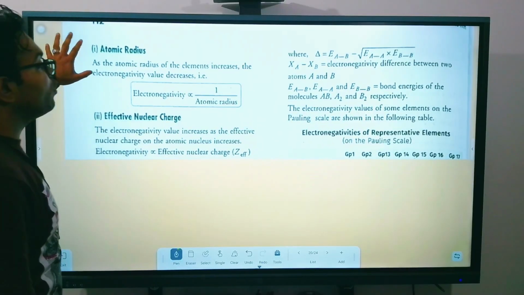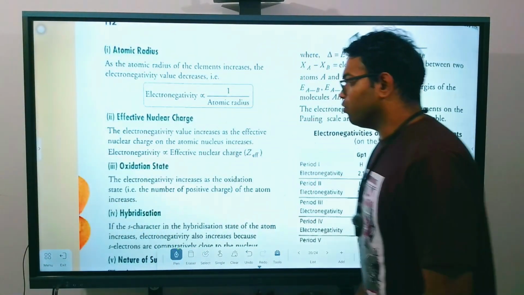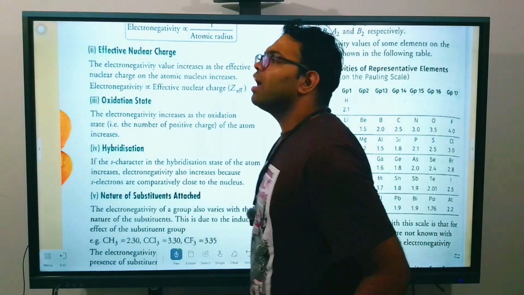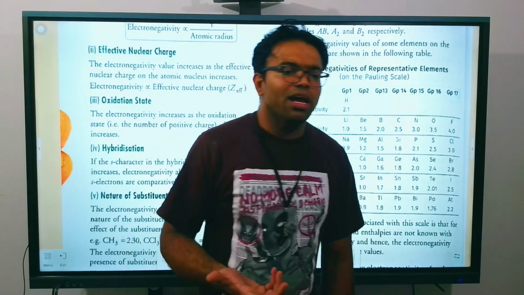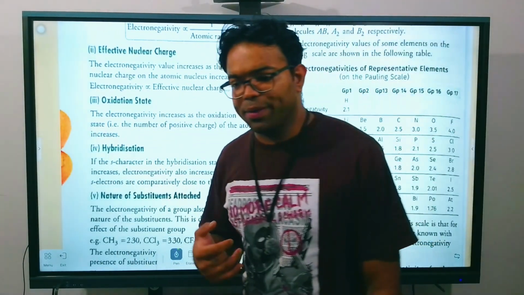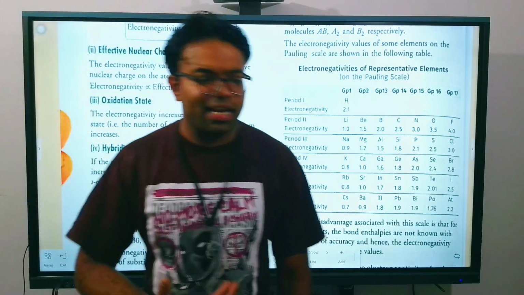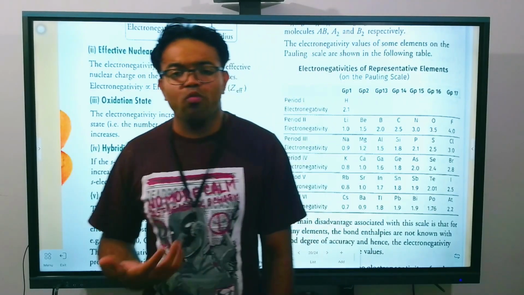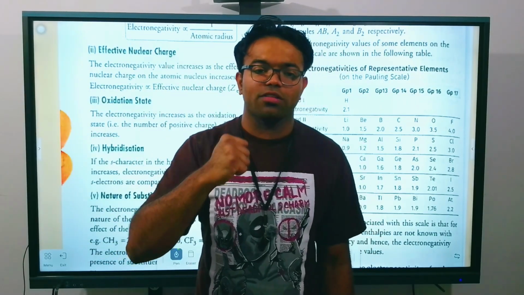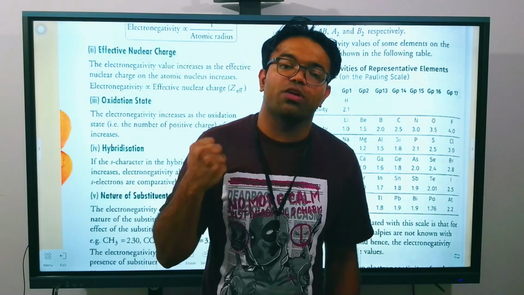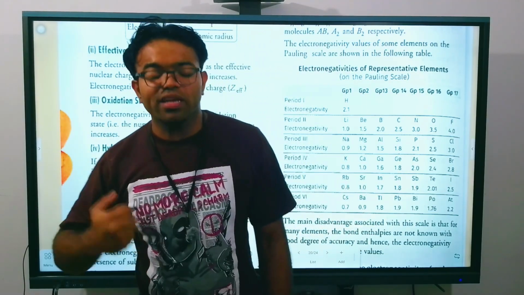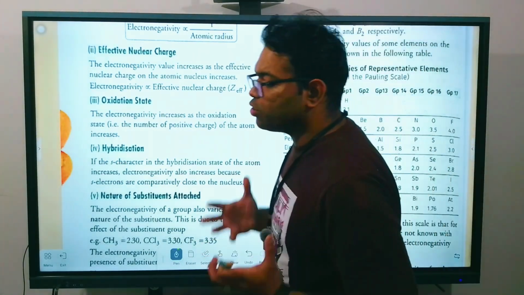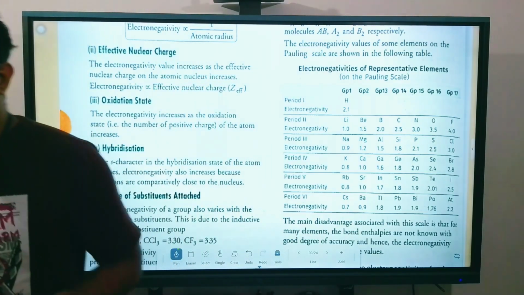Next, effective nuclear charge. The electronegativity value increases as the effective nuclear charge on an atom's nucleus increases. How? The nucleus is the one that is attracting the electrons. It has the power to attract electrons. So, if your effective nuclear charge is large enough, you will be able to bring the shared pair of electrons towards yourself, because the nucleus is the one attracting the shared pair of electrons. The more effective nuclear charge you have, the more electronegative an element you are.